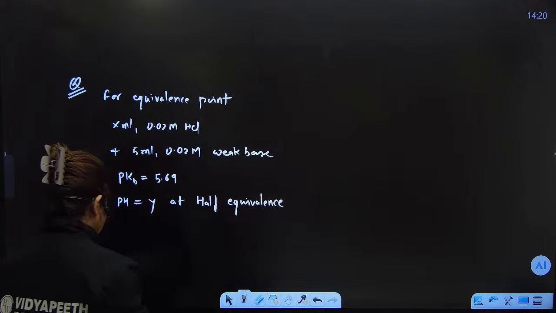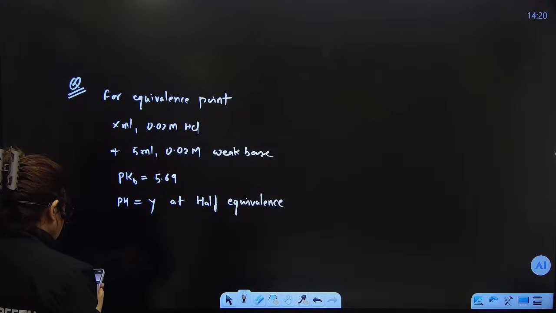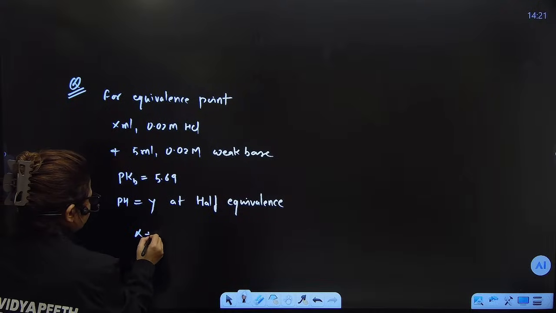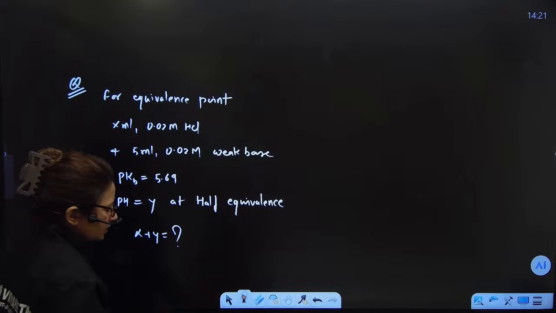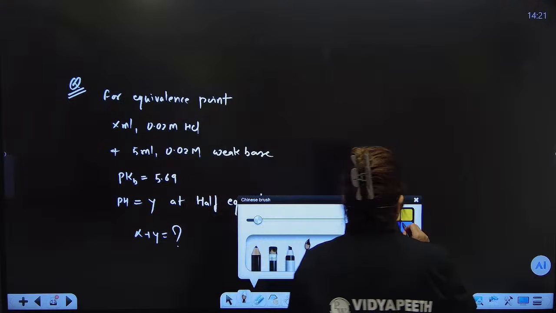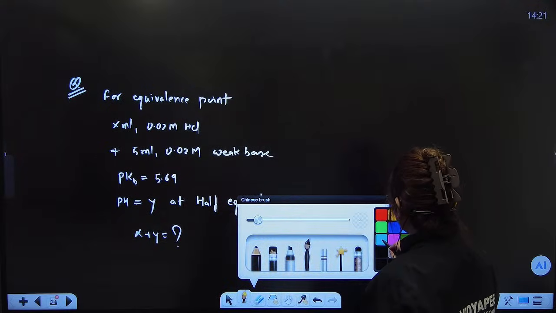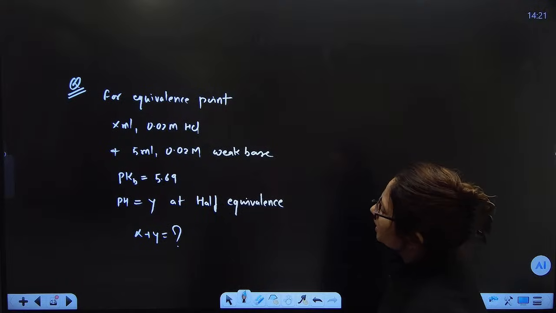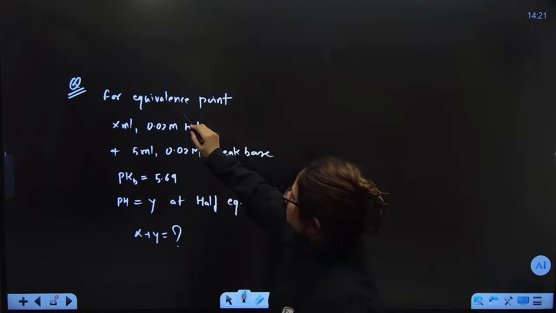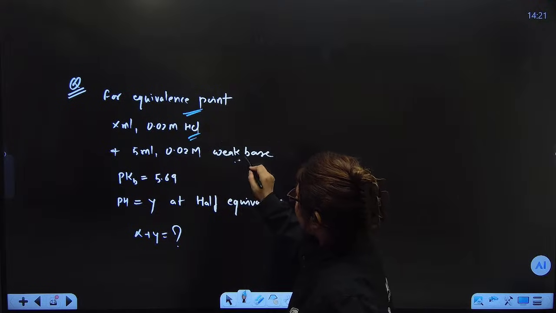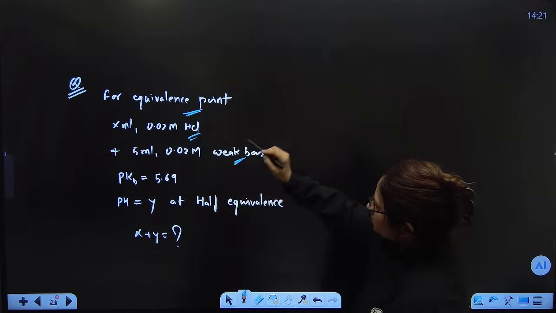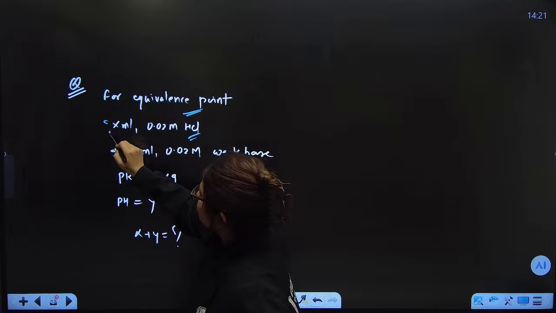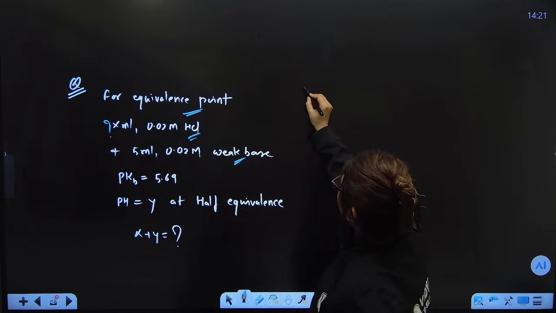Half equivalence. So the value of X plus Y we have to identify. See the question, only the language is slightly difficult, otherwise the question is not on the difficult level. Equivalence point means the HCl and the weak base equivalents are equal. So let's first identify what is the X value. So I'm applying the equivalent concept.